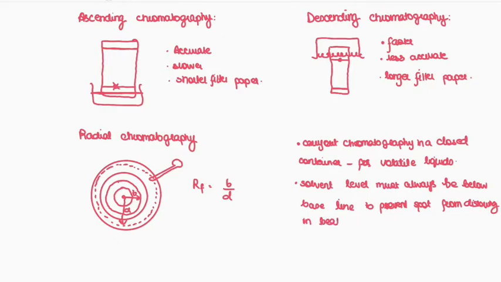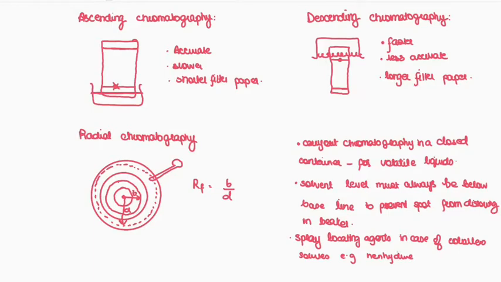Next, what if I have chromatography in which I have components that are colorless? Then what will I do? So we actually use locating agents. So spray locating agents in case of colorless solutes. Now, what's an example of a locating agent? Ninhydrin spray is a famous example, or NaOH if we are using metal ions. So you need to remember ninhydrin spray. It's actually a wonderful locating agent.